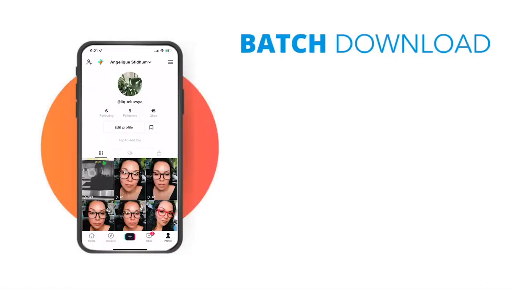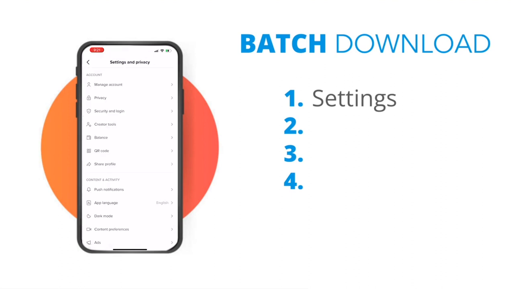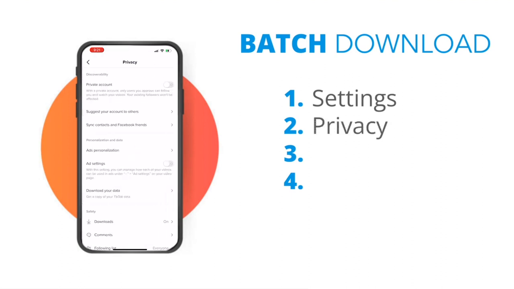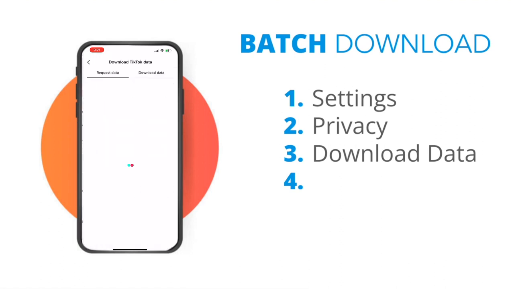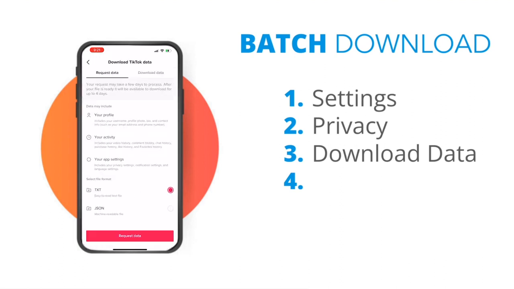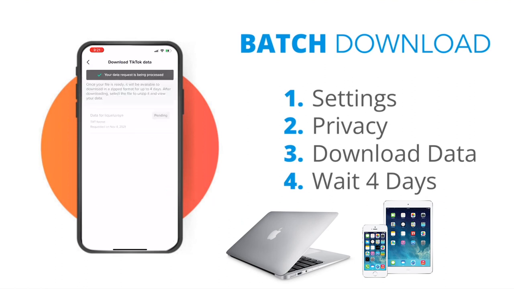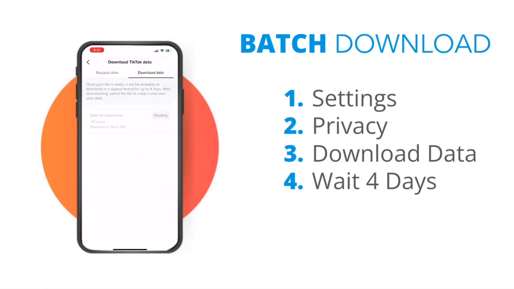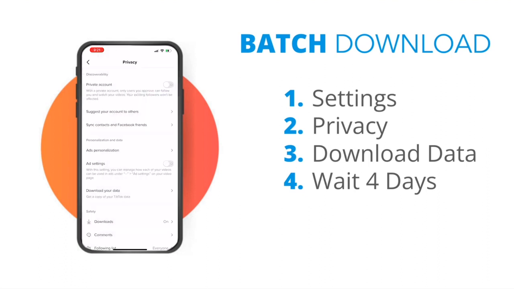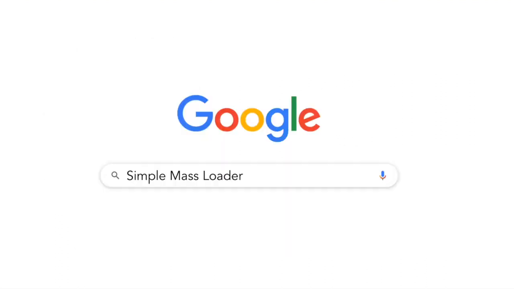If you want to be able to grab all your video links at one time, you can do so straight from TikTok in just 4 easy steps. First, go to your settings, then privacy, then you'll see an option to download the data. You want to click that, and that sends a request for the data to be packaged up so you can download it to your computer or your device. And it can take up to 4 days for you to get that. Once you have that though, all of the links to all of your videos on TikTok will be inside of that file. So it's kind of like doing it all at once.